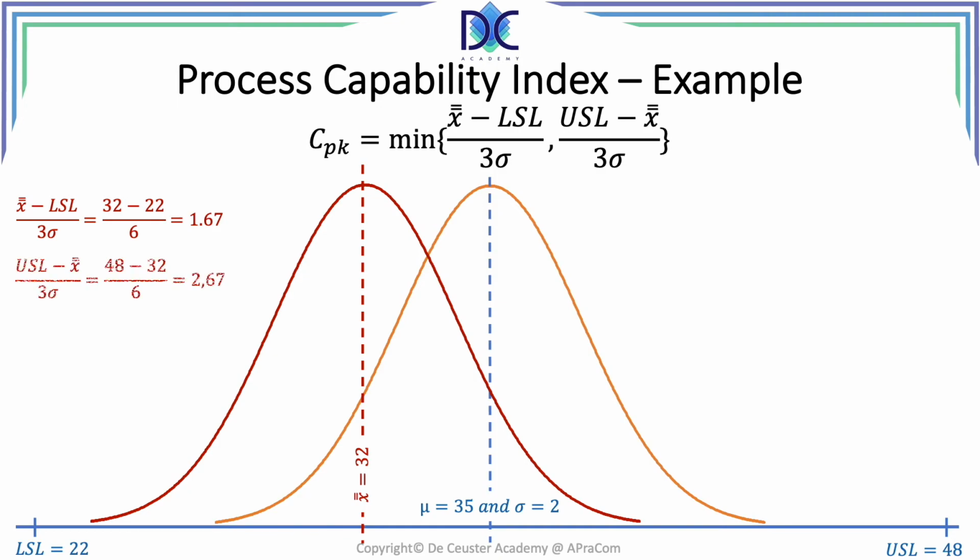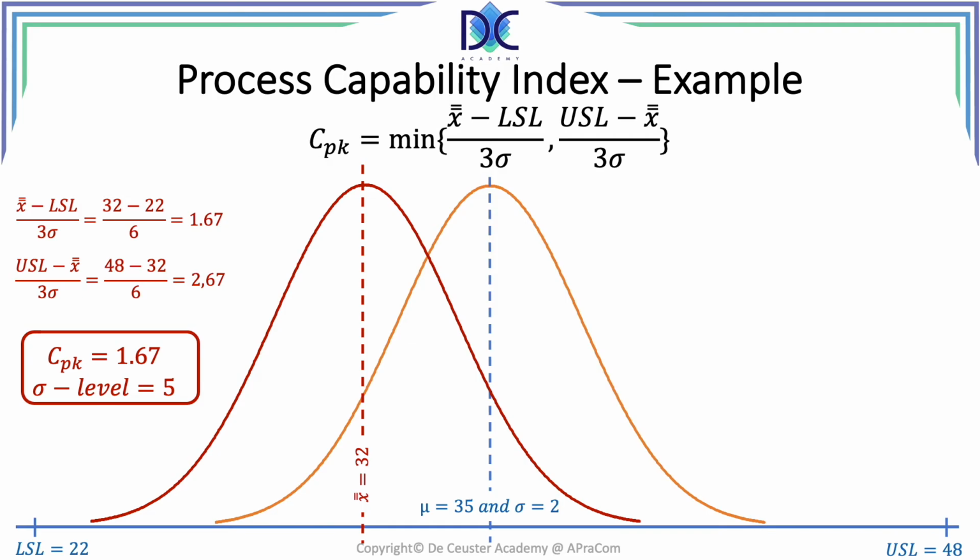On the other side, we look at the distance to the upper specification limit. The fact that we move to the left, it's very logical to see that we are basically farther away. So the value here will be higher. It's 2.67. So that's very good on the right-hand side. But we have to take the minimum value. And since the minimum value is a CPK, which is equal to 1.67, we find, when we look at the table, a sigma level which is equal to 5.